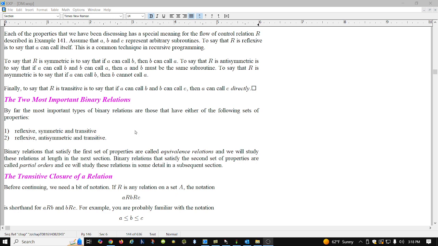Binary relations that satisfy the second group, reflexive, anti-symmetric, and transitive, are called partial orders. And the theory of order is extremely important in mathematics. It has kind of a bad rap, unfortunately, but we'll spend some time in a subsequent section studying partial order.